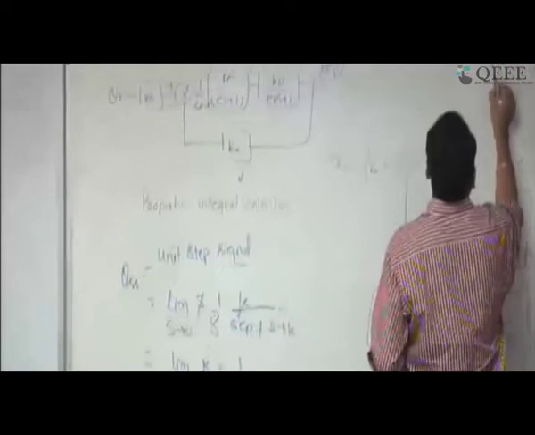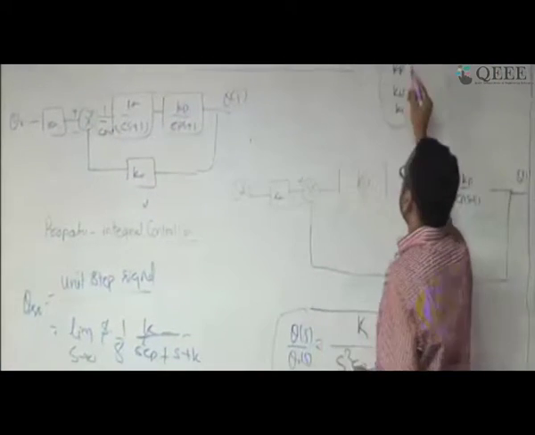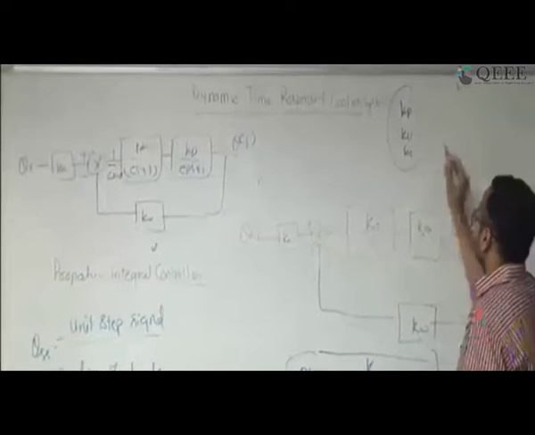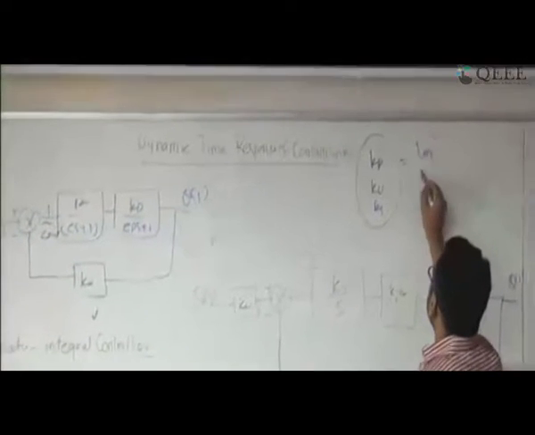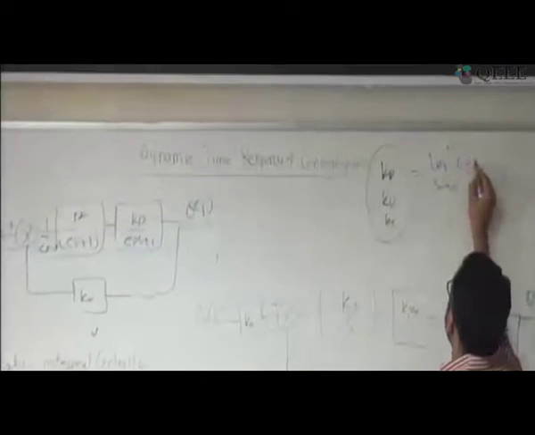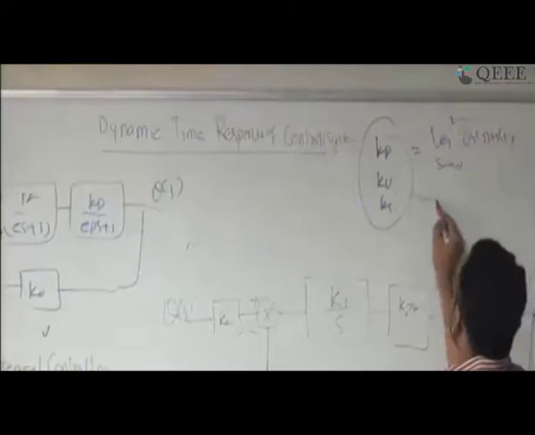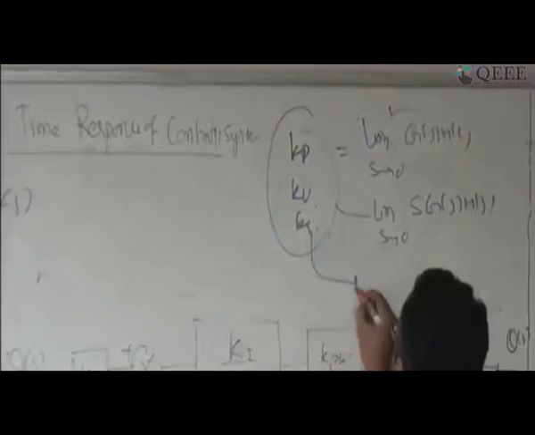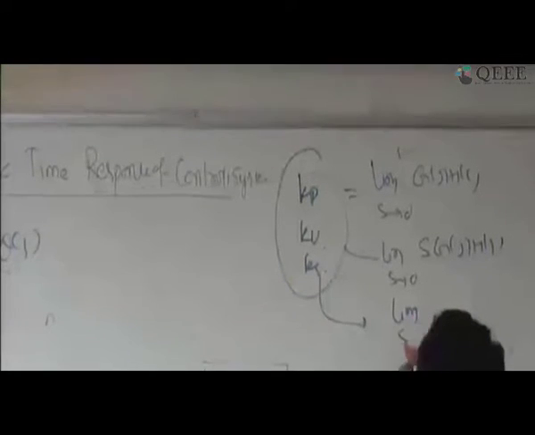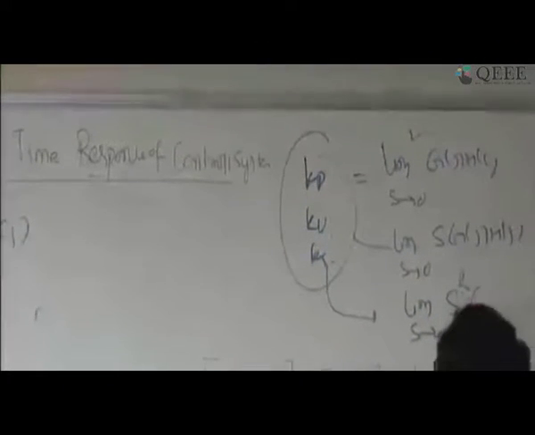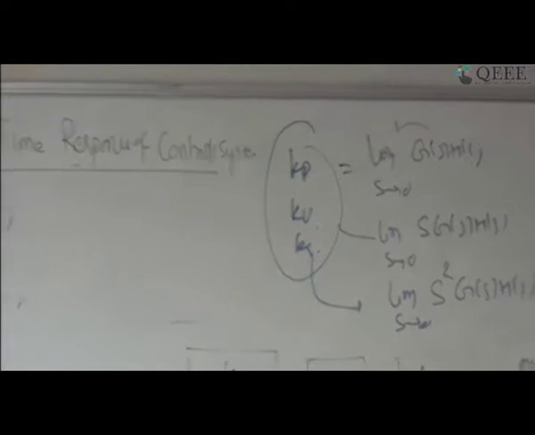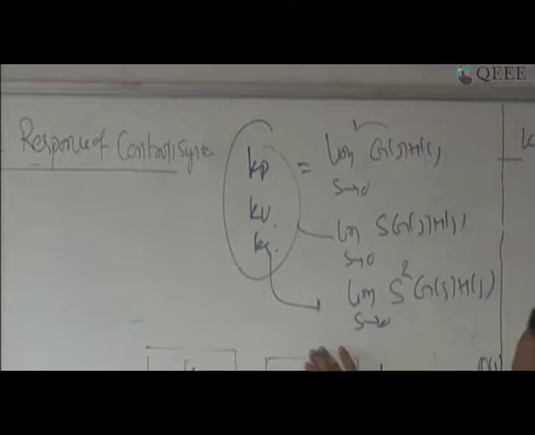Another way to interpret the same result: if you remember, yesterday we talked about Kp, Kv and Ka, correct? Position error constant, velocity error constant and acceleration error constant. Remember this term: Kv is limit s tends to 0, s G(s) H(s). Please look at your notes, and the acceleration error constant is limit s tends to 0, s square G(s) H(s). Look at G(s)H(s), this term into this term.